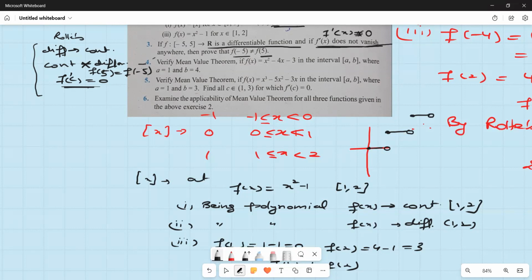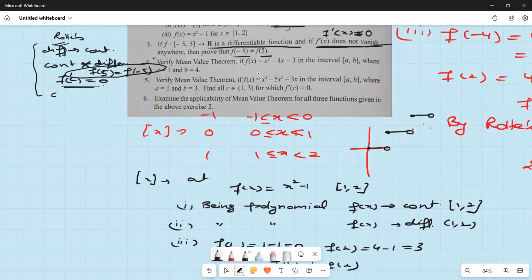Therefore, this is not true. They can't be equal. Clear? For Rolle's theorem, first it is given differentiable. Every differentiable function is continuous. So f of x is continuous, f of x is differentiable. So we have taken f of 5 is equal to f of -5. Then there exists a point c such that f dash c is equal to 0.